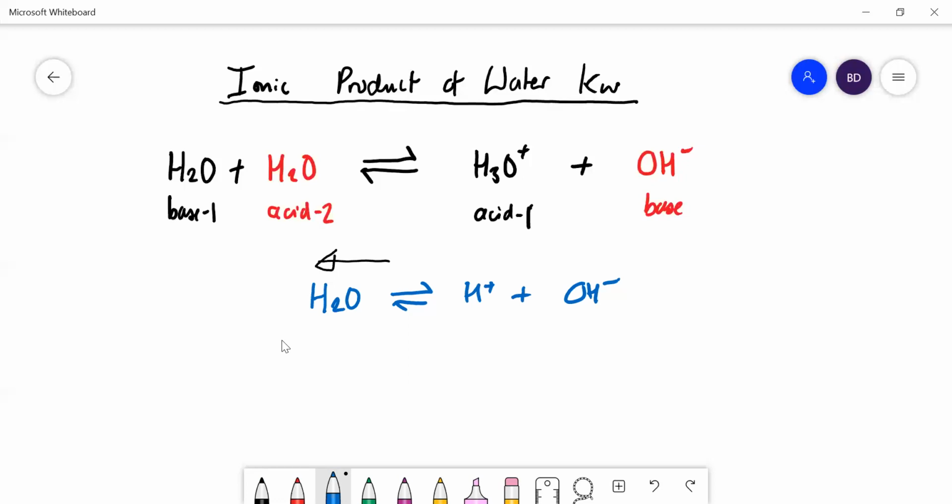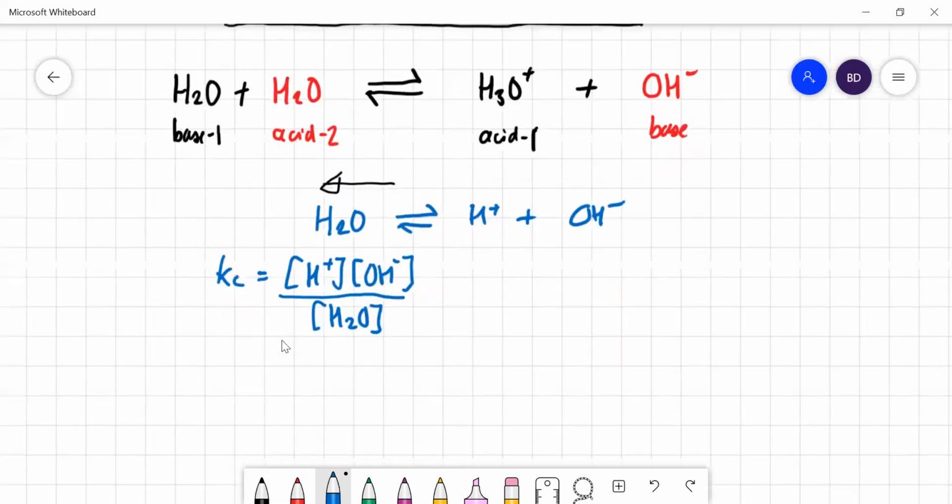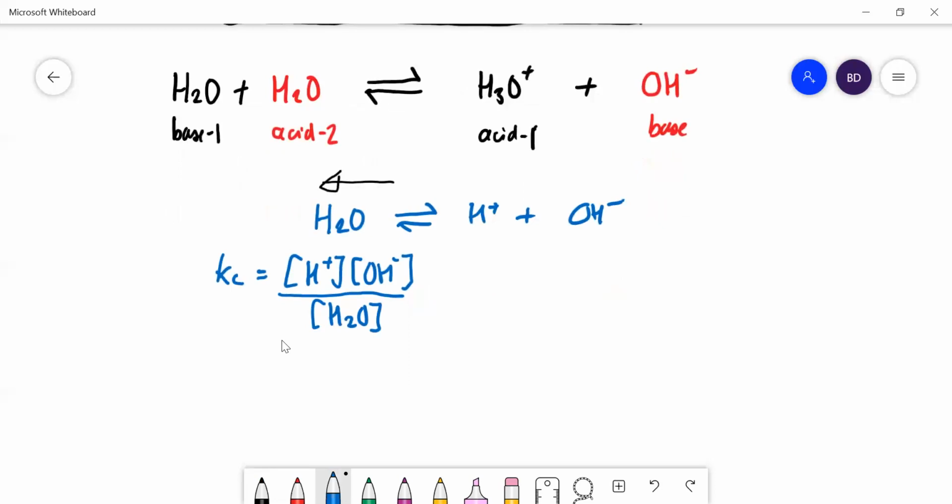Okay, so if you wrote down an equilibrium constant for this, Kc, we would write down Kc is equal to the concentration of H plus times OH minus divided by the concentration of water. Now the concentration of pure water is really, really high, okay? If you work it out, it's actually 55.5 recurring moles per decimeter cubed, which is very high.